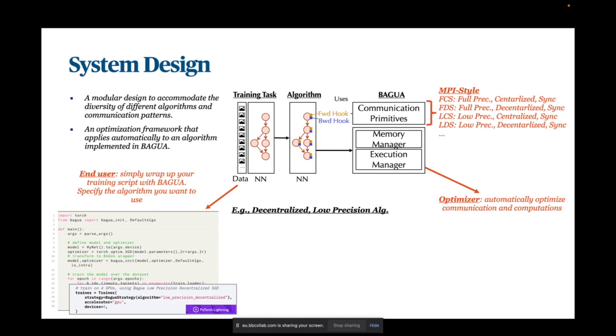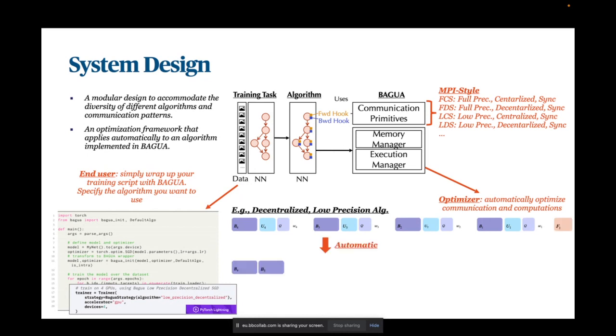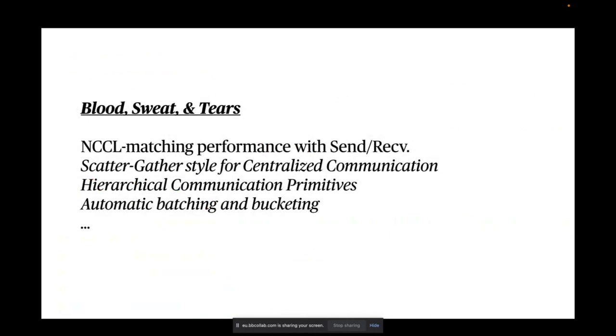For example, if you have the decentralized low precision algorithm, in your algorithm specification, what you are going to have is all those different stages that come together, right? And then what the system is trying to do is automatically batch them together, and automatically hide communication behind computation in the correct way, correct meaning that you are going to get the same result in the end. Try to do that automatically for you as a user.